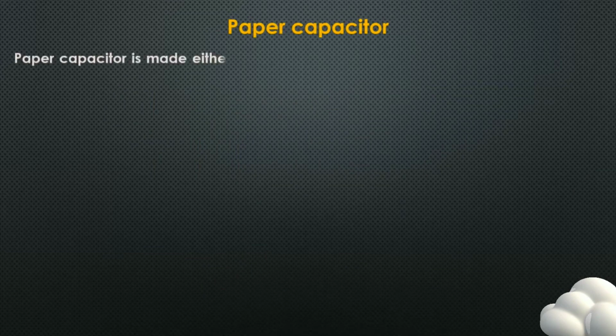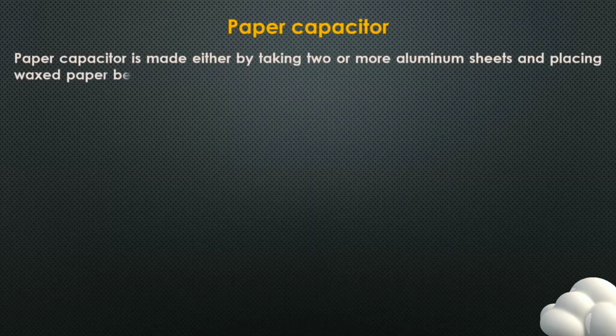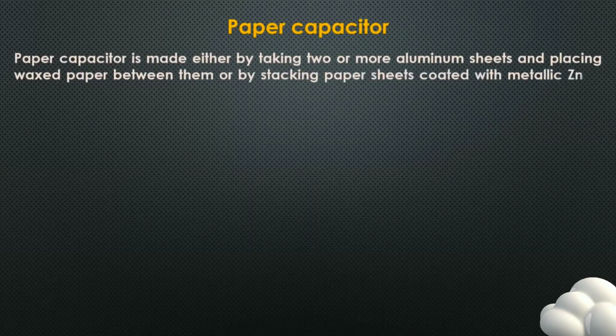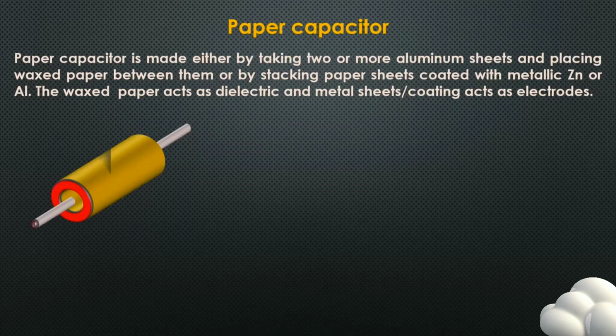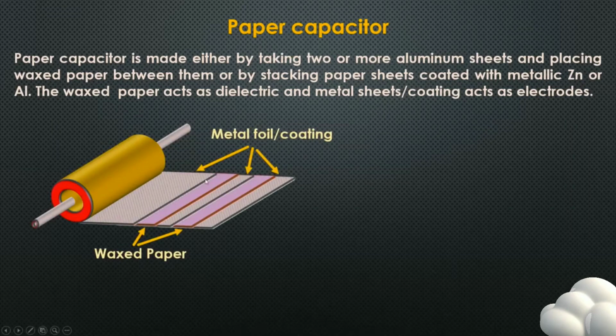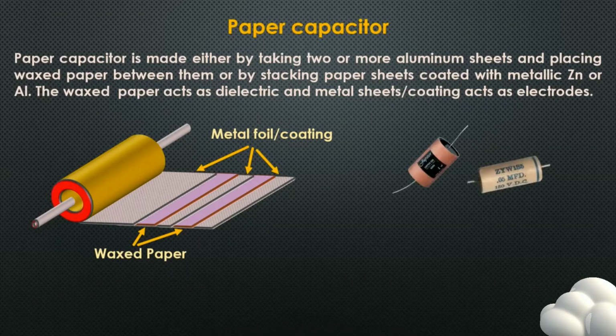Next is paper capacitor. So paper capacitor is made either by taking two or more aluminum sheets and placing waxed paper between them, or by stacking paper sheets coated with metallic zinc or aluminum. The waxed paper acts as dielectric and metal sheet or coating acts as an electrode. The figure shows the metal foil coating, and in between there will be a waxed paper. This is the basic construction of paper capacitor.